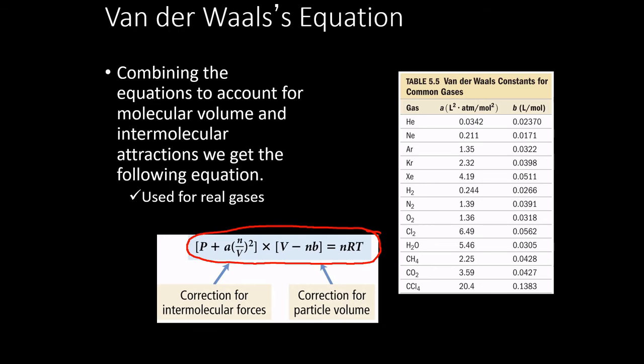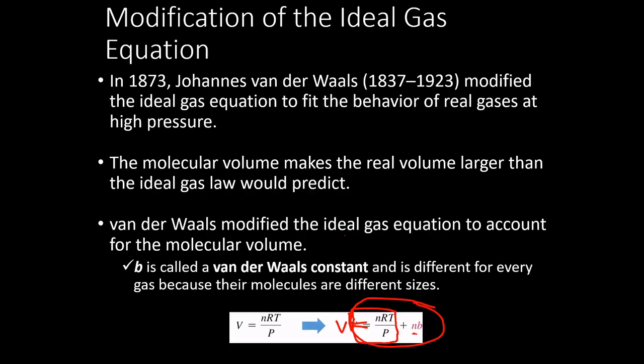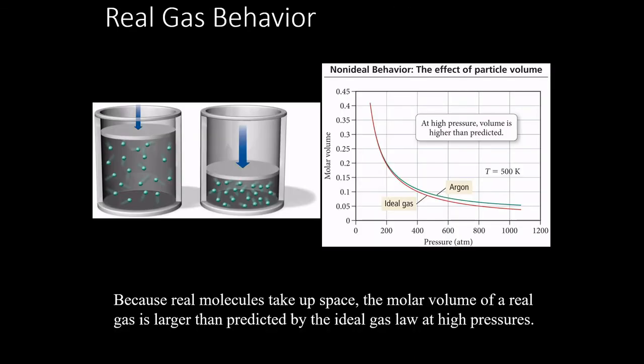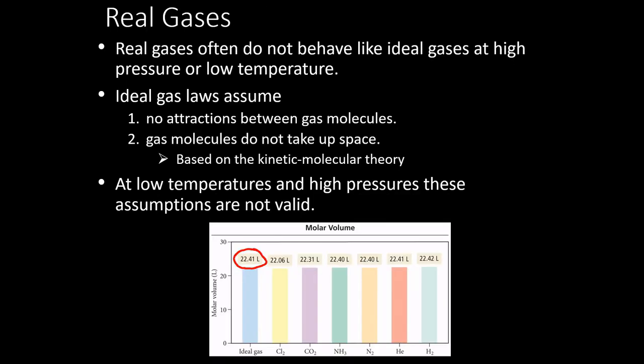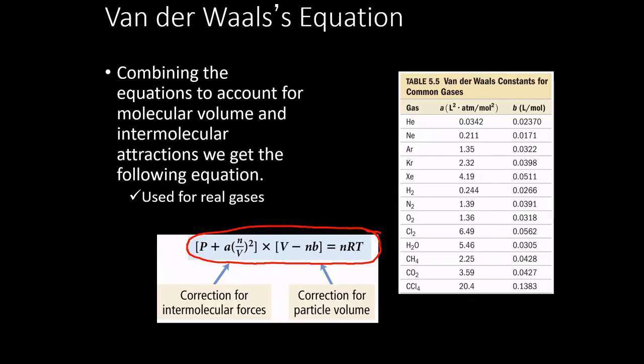What I'm more interested in is you being able to tell me when these different situations come into effect, essentially, so when we have to worry about non-ideal behavior. In a nutshell, I expect you to know that at high pressures, our assumption that gas molecules don't take up any space breaks down, and that at low temperatures, our assumption that there's no attraction between the gas molecules breaks down. That's really what I want you to know from these slides.